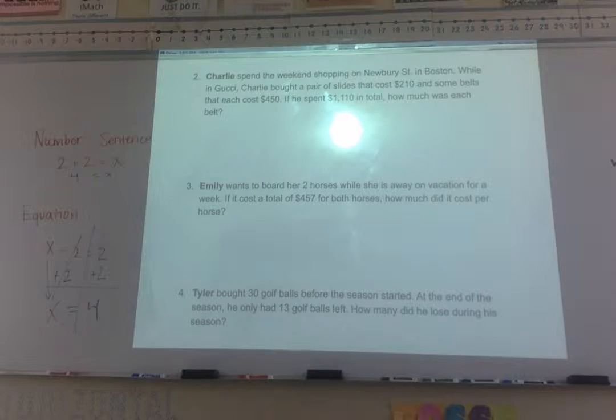Okay. And Malachi, if you look at the board, we briefly talked about number sentences and equations. So what you have is a number sentence, which they also had. So that was my bad. I guess I didn't explain that yesterday. So we're going to walk through and kind of reformat the math that we're going to do.